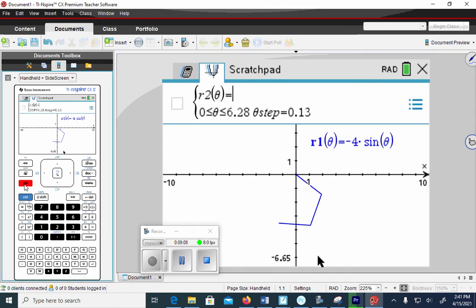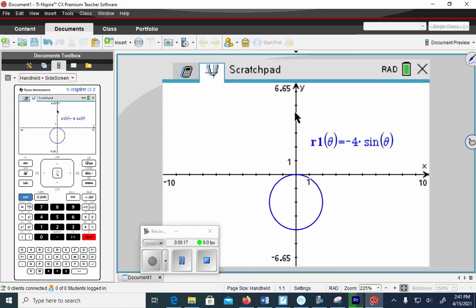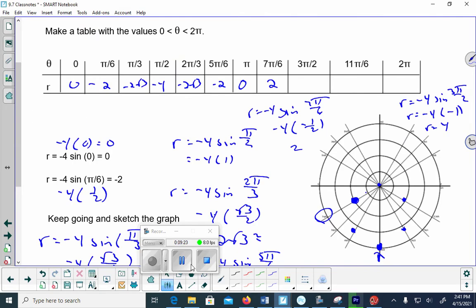So normally the go-to is just to leave it at that 0.13. So I'm just going to leave that at 0.13. And I'm going to have my circle. So that's just what that means. All right, so I'm going to go here and complete my circle.